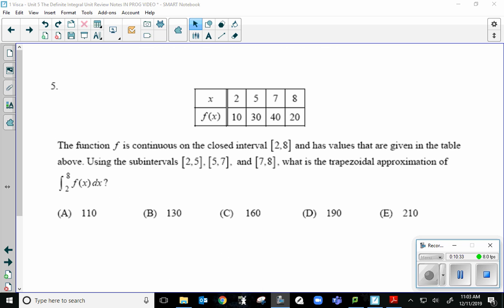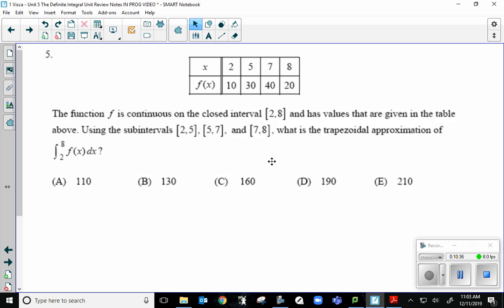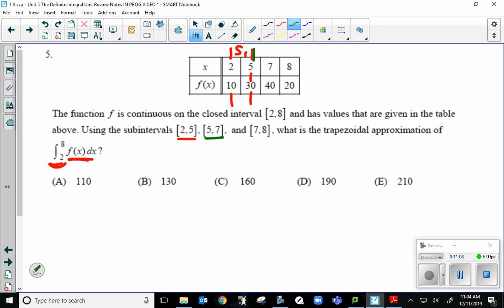Last one, number 5. Let's create some room here. F is a continuous function on the closed interval from 2 to 8 and has values that are given in the table above. Using subintervals at 2 to 5, 5 to 7, and 7 to 8, what is the trapezoidal approximation of the area under the curve? It's the integration of f of x. Now I have one subinterval which goes from 2 to 5, subinterval 1. Then I have a subinterval that goes from 5 to 7.